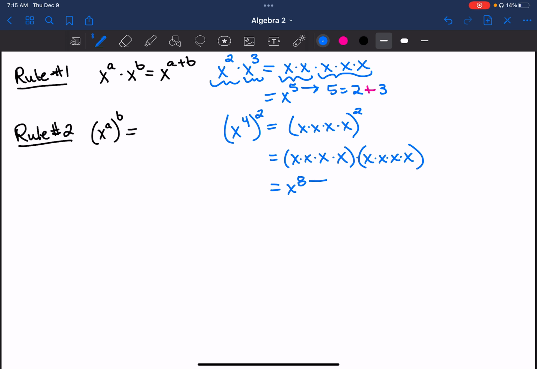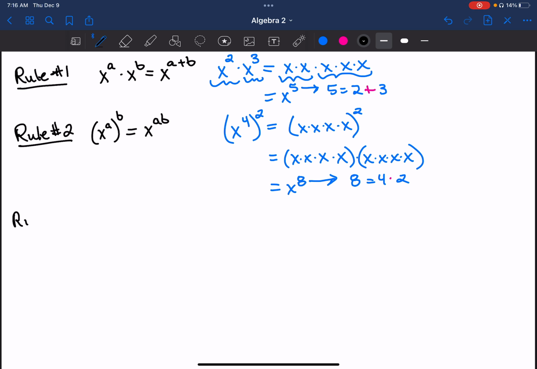Now, let's think about how do we get 8 from 4 and 2? We multiply it. So our rule here is that if we have a power to a power, x to the a, parentheses, raised to the b, then we get x to the a times b. This is where we're multiplying.